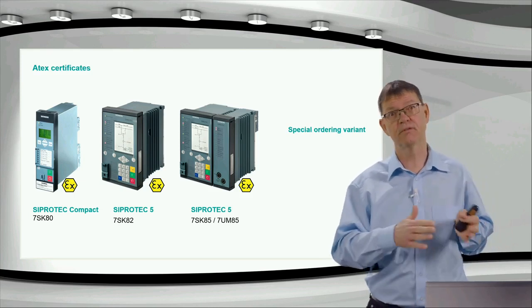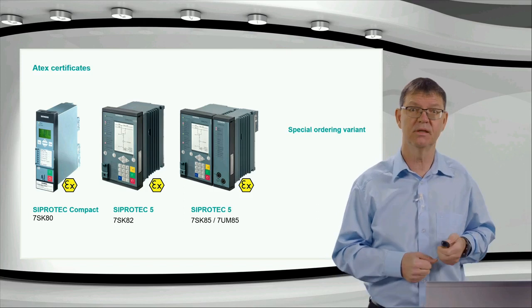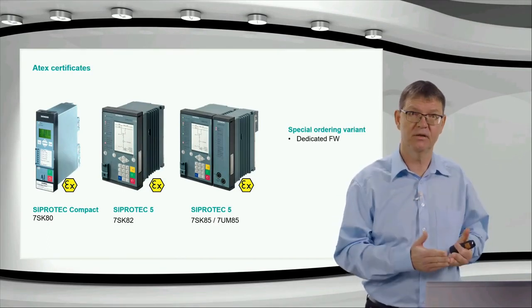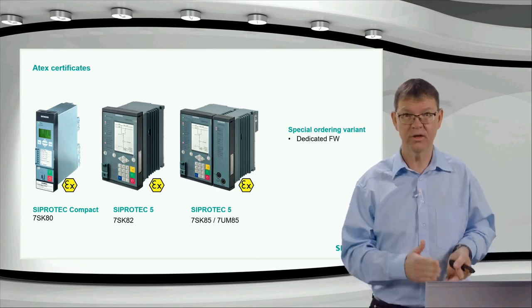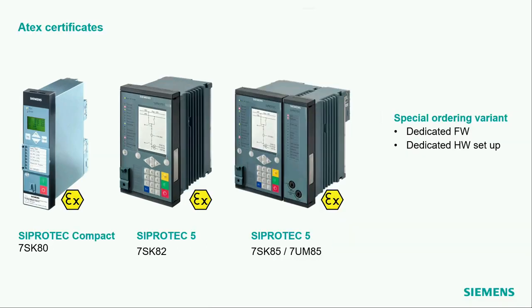And in order not to do this for every firmware and every hardware and every device, we limited the selection to these device types here on the slide. Therefore, we have also a special ordering variant for these devices. So they come with a dedicated firmware, and you cannot change the firmware or upgrade the firmware without losing the ATEX certificate. The same is for the hardware setup. So this concerns mainly the modular devices. Also here, we have selected a series of device types from a small hardware setup to a larger hardware setup. And also here, the hardware setup is fixed because we need to calculate the outage rate for a certain hardware setup. And we cannot do this generally for all combinations we can create with the SIPROTEC 5 toolbox at the end.